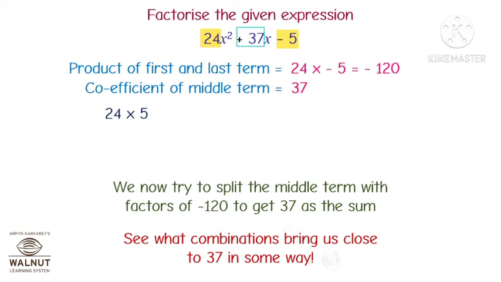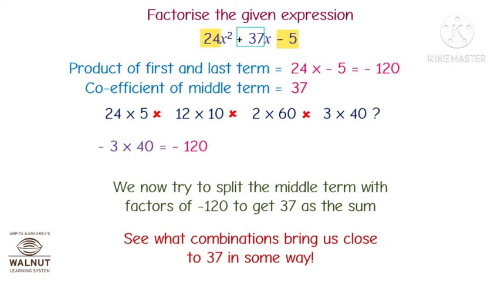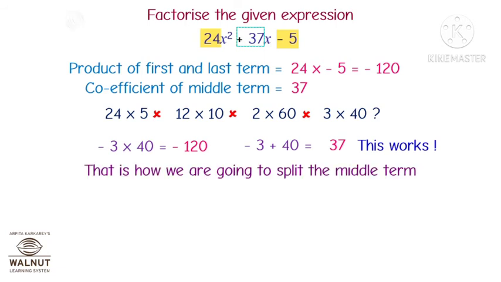24 into 5 is not an option. 12 into 10 is not an option. 2 into 60 is not an option. 3 into 40 may be an option. Let's see. Minus 3 into 40 is equal to minus 120. Minus 3 plus 40 is equal to 37. This works. That is how we are going to split the middle term.